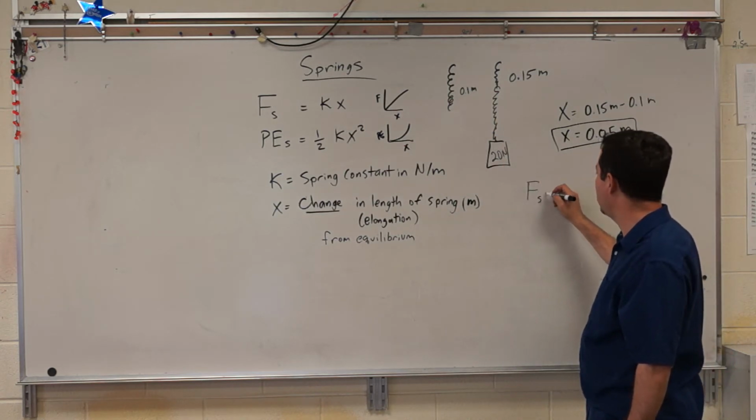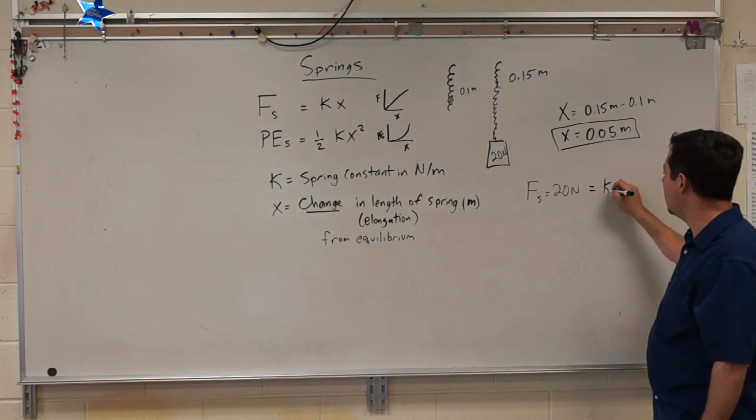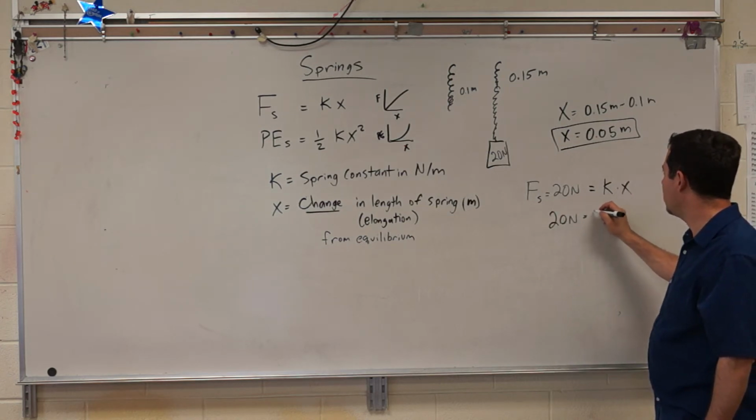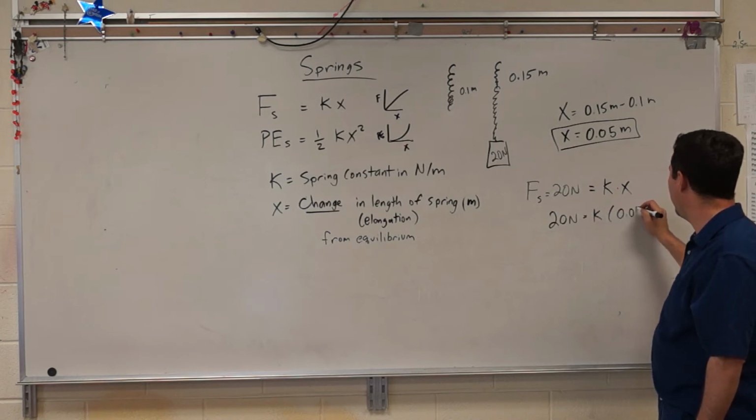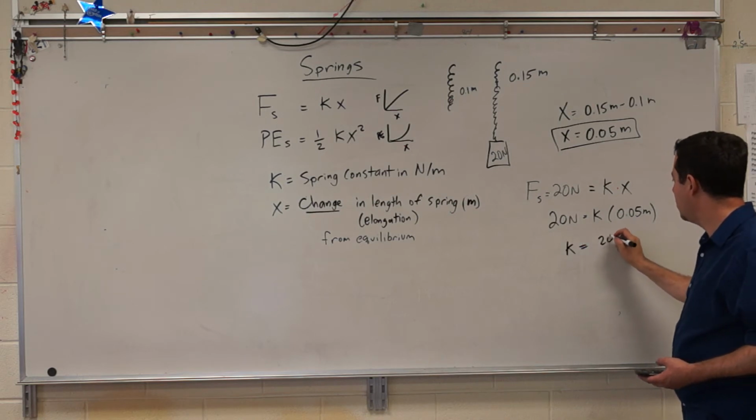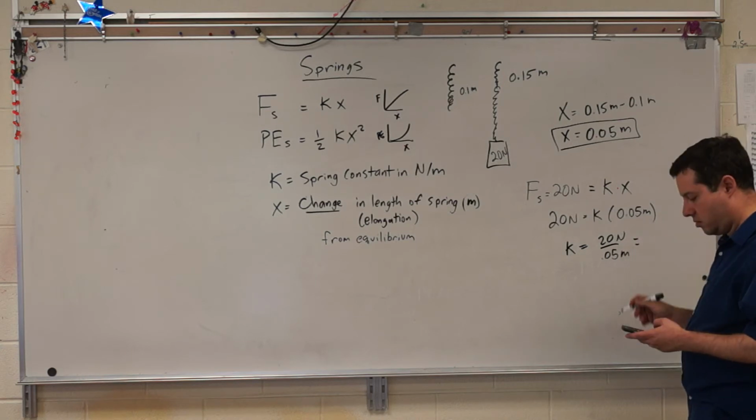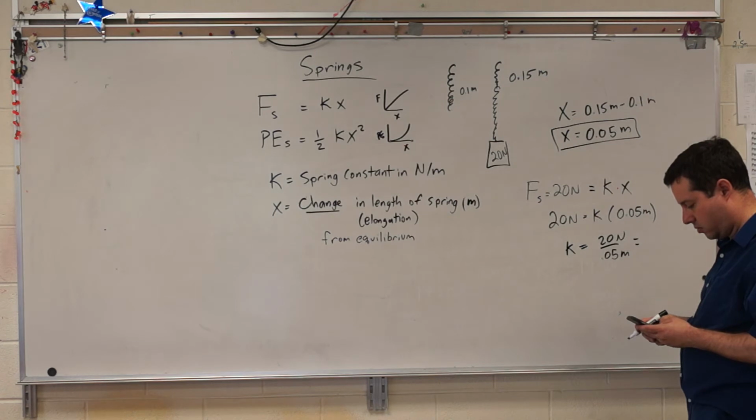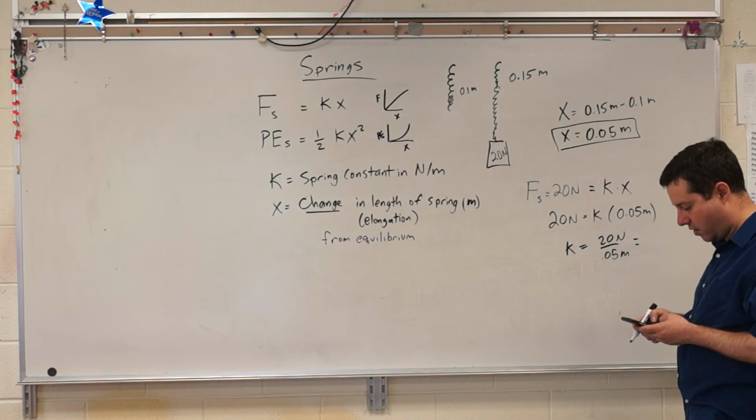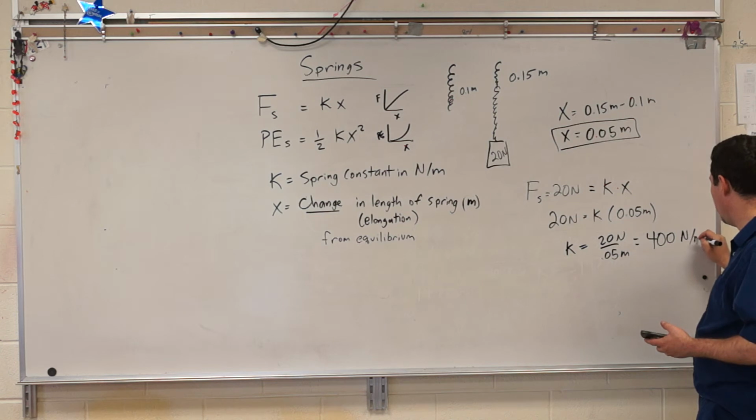So we get force is 20 newtons, equal and opposite to the weight, and that has got to equal k times x. So you get 20 newtons equals your spring constant times 0.05 meters. And so if we solve for k, 20 newtons divided by 0.05 meters, put this in the calculator, I find that the spring constant here is 400 newtons per meter.